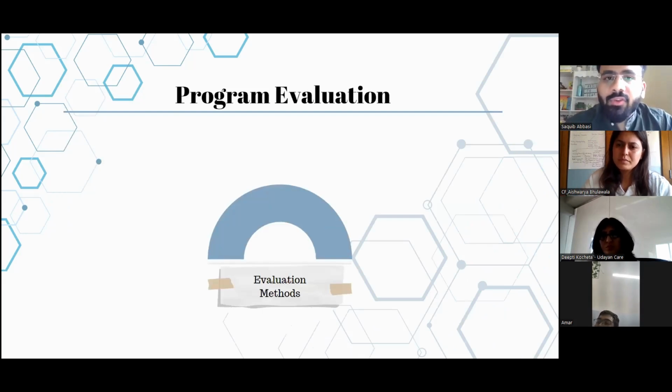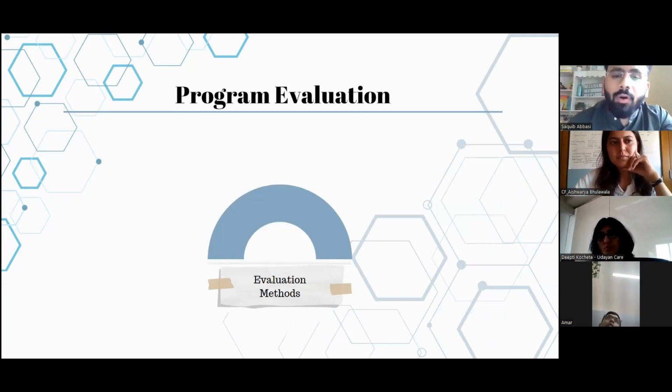Now the program evaluation front. If you remember, in the beginning we spoke about the evaluation element. What we mean by evaluation is to understand, or to measure, whether our program is actually delivering to the goals or results that we were aiming for.